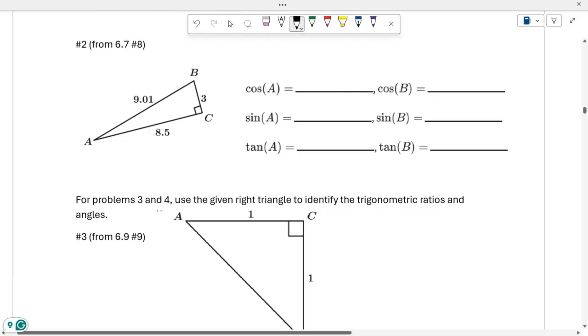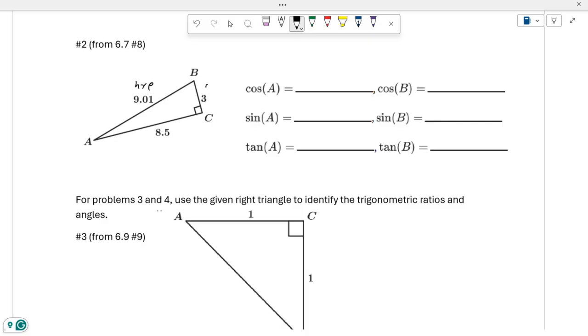Question 2. Question 2 says it's the same thing, and we are given all three side lengths. So again, I don't need to find a side length here. I can just jump right into my trig ratios. This one I'm going to do a little bit quicker than number 1. The definition for cosine, as always, is adjacent over hypotenuse. I'm going to do all of my angle A's first. So 9.01 is always the hypotenuse, regardless of what you're talking about.